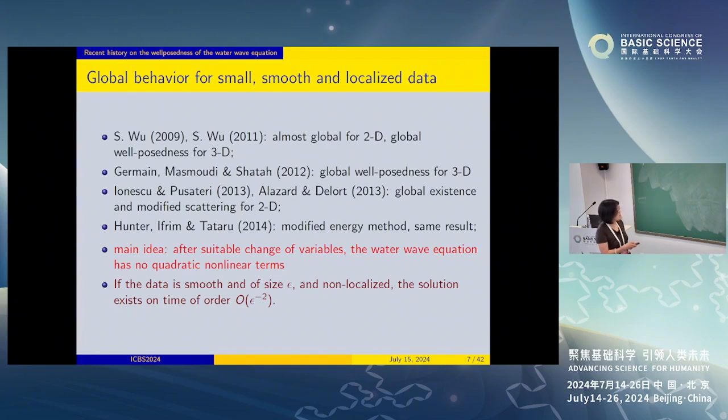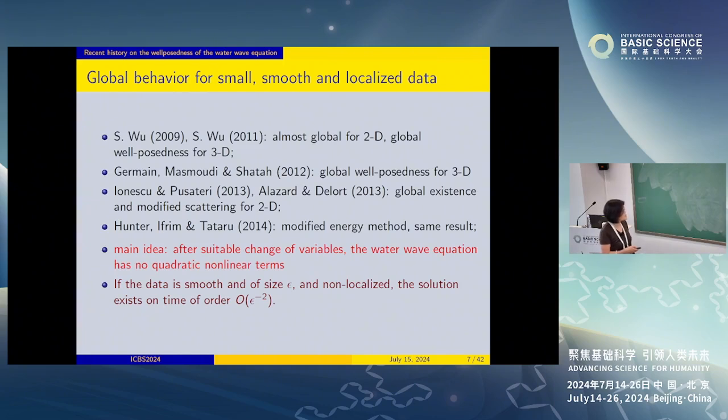And global means that for data of size epsilon small enough, you can solve for all time. Okay. And Germain, Masmoudi, Shatah also proved global well-posedness using a different method, and they also showed there's scattering. And Ionescu, Pusateri, and Alazard, Delort independently proved that for the two-dimensional case, you can solve for small enough data globally in time. The new idea they introduced is modified scattering. So with modified scattering, you can solve for all time. And this is another proof.